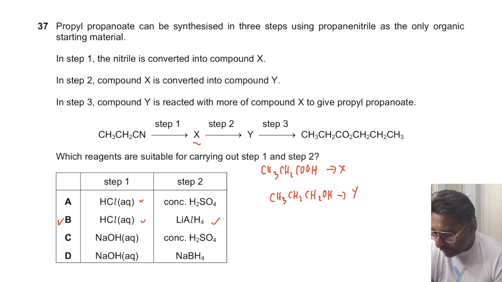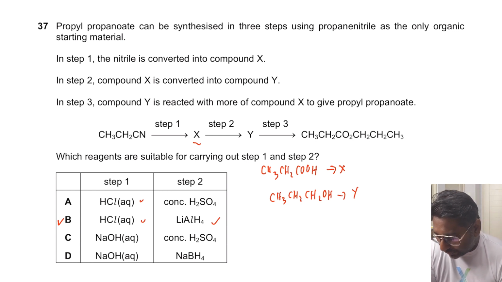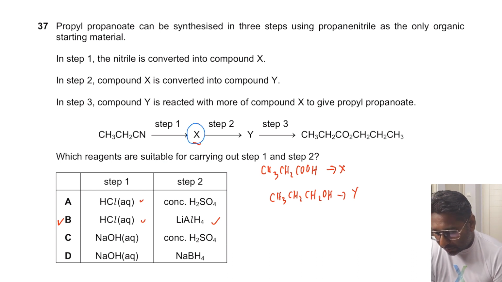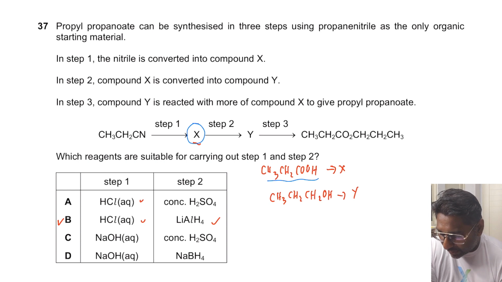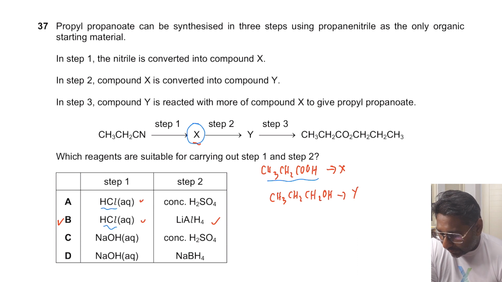material. So in step 1, the nitrile is converted into compound X. In step 2, compound X is converted into compound Y, and in step 3, compound Y is reacted with more of compound X to give you propyl propanoate. So first step, they change the nitrile to become carboxylic acid, by reacting with HCl. That's going to be our step 1.